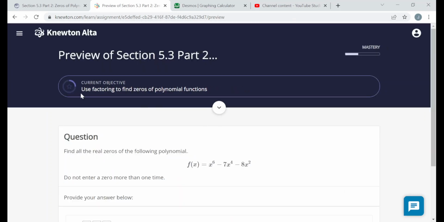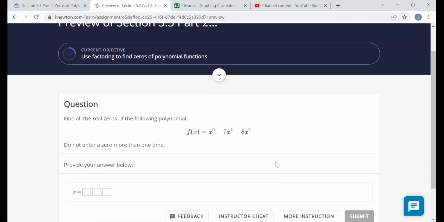Alright, now we're back to the use factoring to find zeros of polynomial functions. So again, this shouldn't be too terrible. Now notice that here they have separate boxes with commas, so it looks like there's going to be 3 zeros here. Do not enter a zero more than 1 time, right? So don't enter a zero with higher multiplicity than 1 more than once.